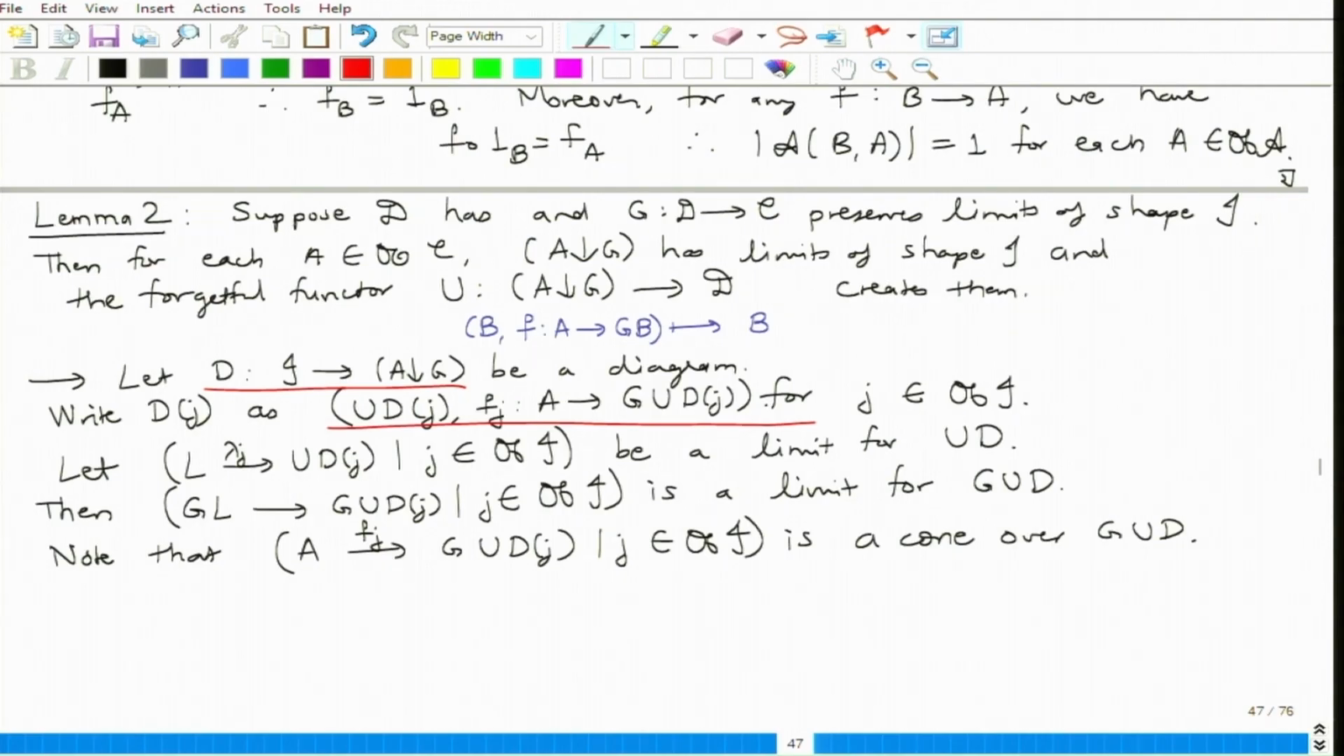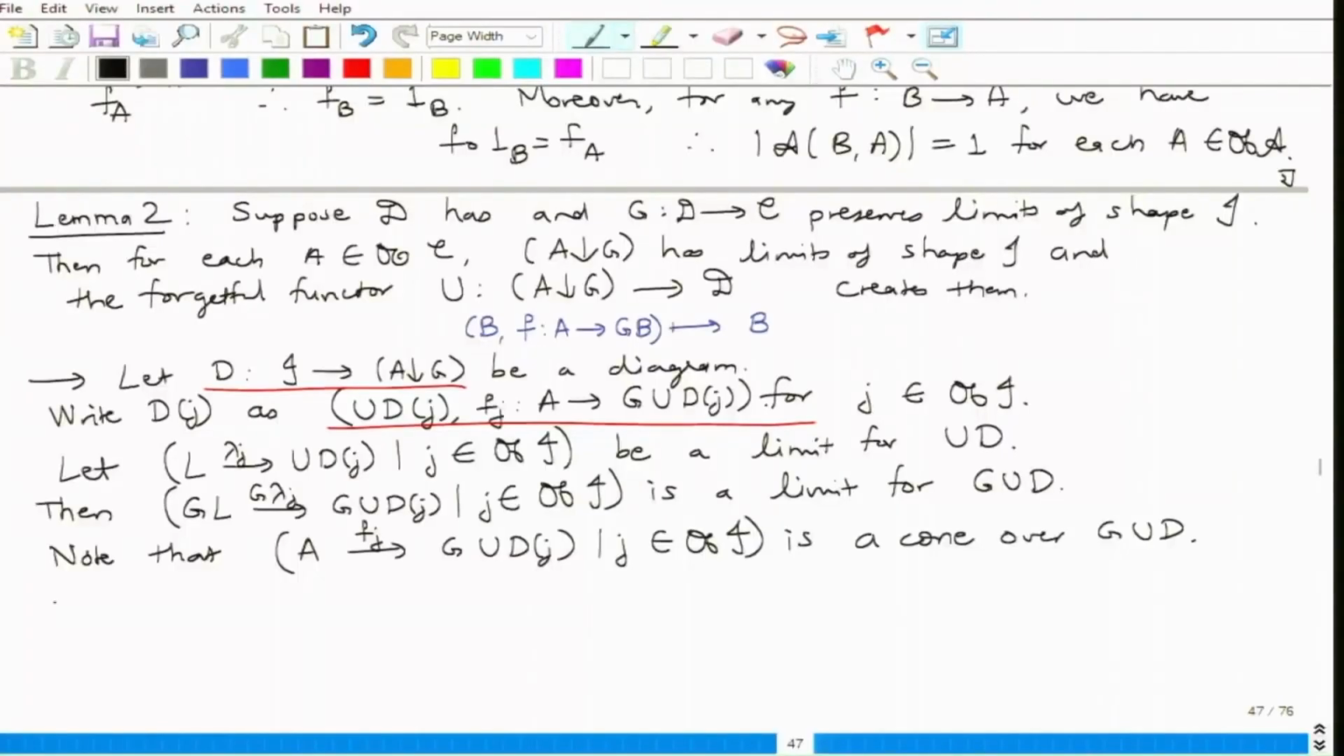And now what do we know? Look at the penultimate line. It says that GL to GU dj, where the morphisms are G lambda j, is a limit cone. And this is any arbitrary cone. So what do we get now? Yes, so therefore we get a morphism.